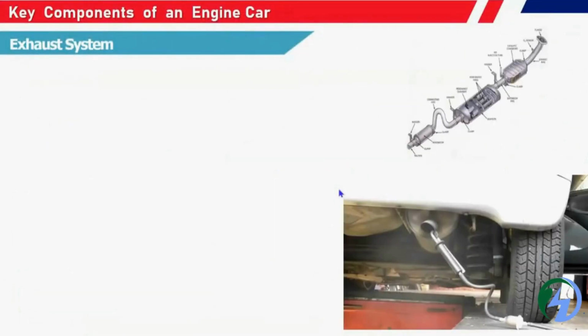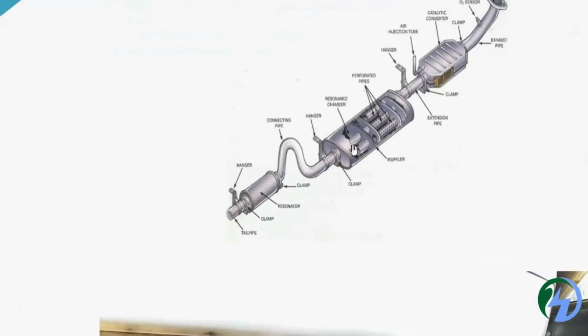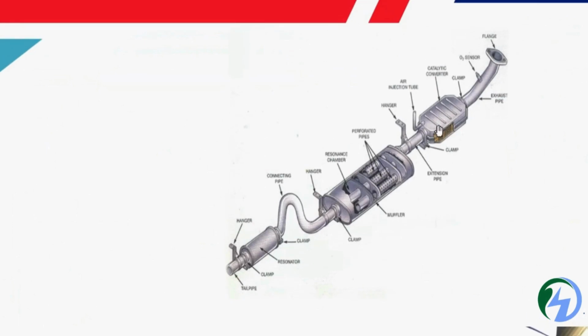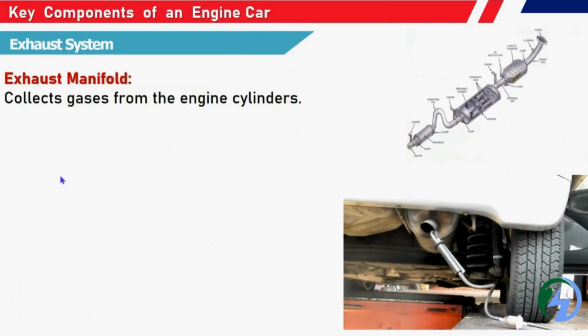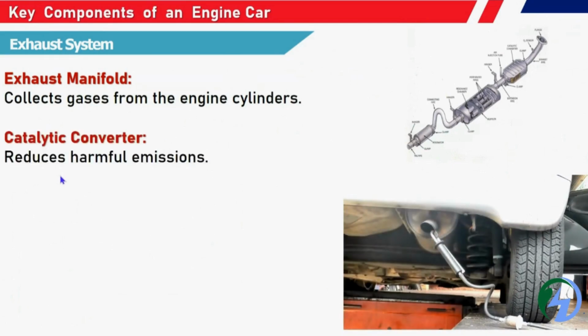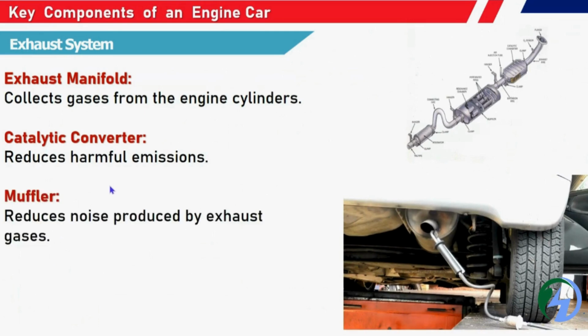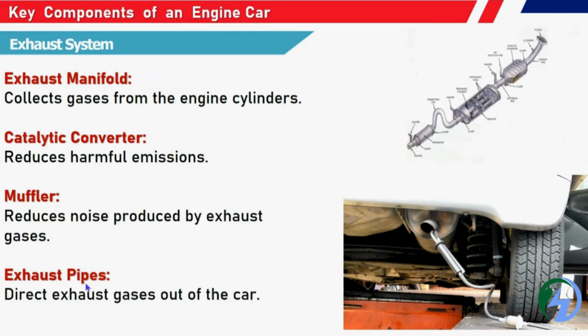To understand the exhaust components, usually it has some configuration, and internally it has some components which are interconnected with some filters. So with the help of that, the exhaust will be connected. Exhaust collects the gases from the engine cylinders, and the catalytic converter will reduce the harmful emissions, and the muffler will reduce the noise produced by the exhaust gases, and the exhaust pipes will directly exhaust the gases out of the car. So those are the major components available for the exhaust system.